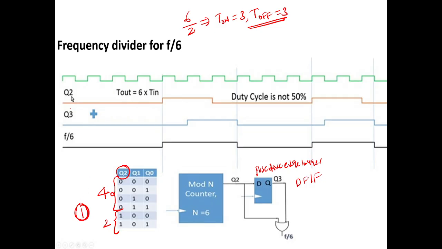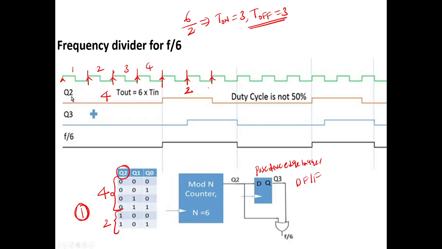So this is Q2. Q2 is not 50% duty cycle. So how much duty cycle? If you see here, this is off for 4 clock cycles, and next this is on for how many clock cycles? 2 clock cycles. Let us take this as the positive edge of the clock. This will be like the positive edge of the clock only, and again the positive edge.